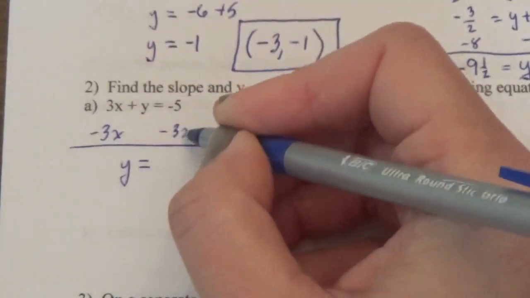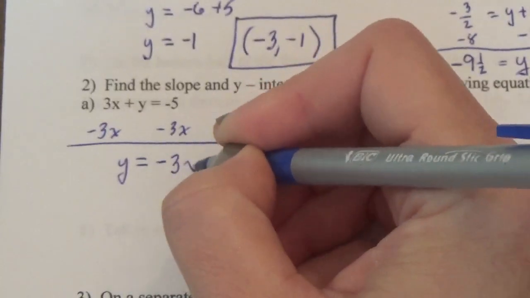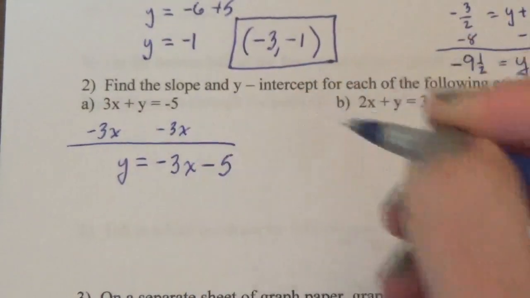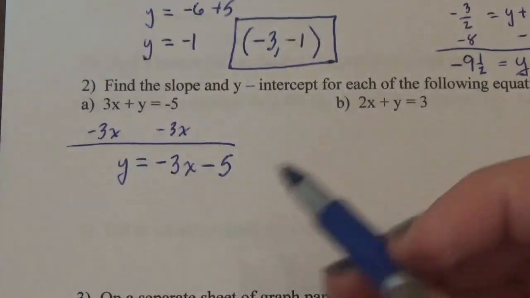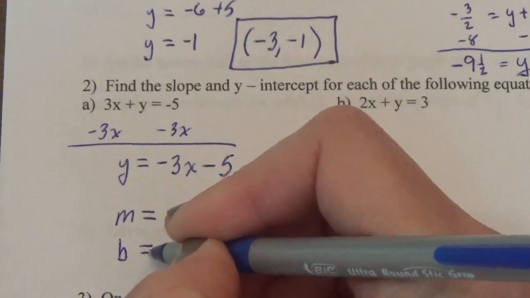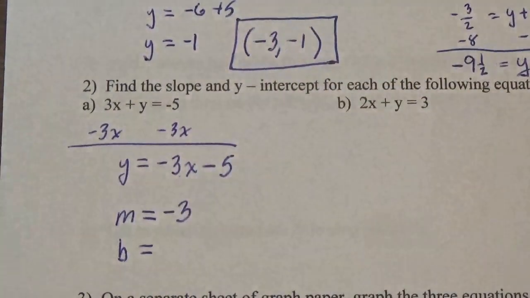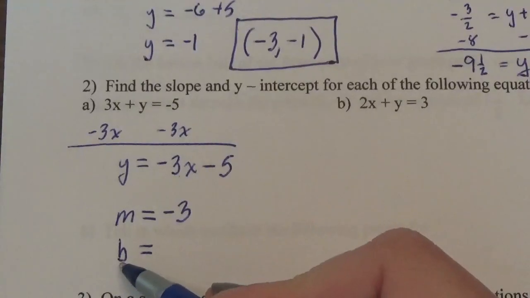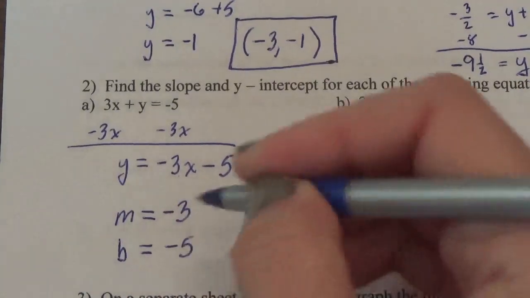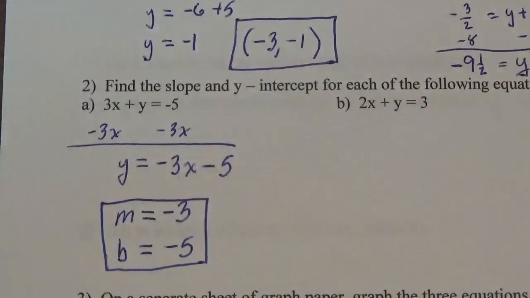Y equals, I'm going to put the term with the x first. So I'll have a -3x. And I could put plus a -5 or just -5. Either way is right. But the question was, what is the slope and what is the y-intercept? So the slope here is -3. The y-intercept, which is where it would cross the y-axis, is -5. So here are your answers for letter A.